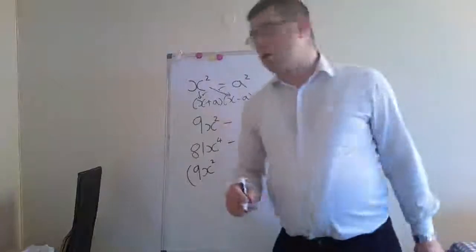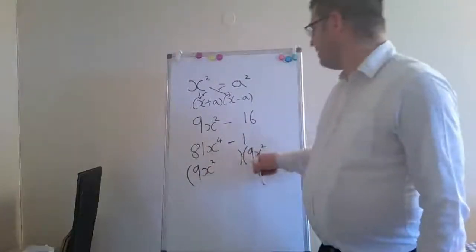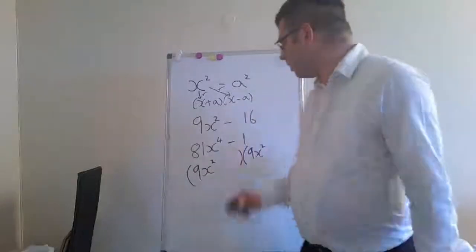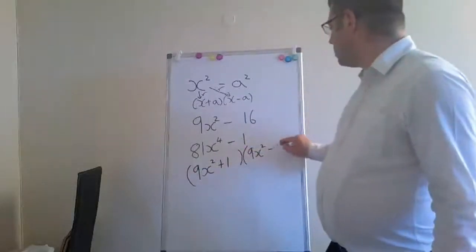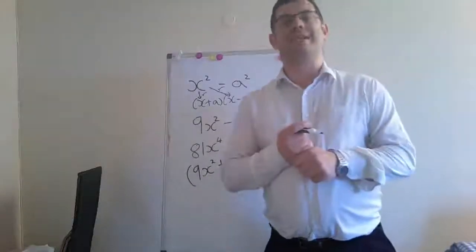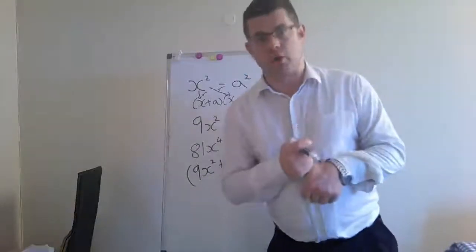Okay, so the square root of 81 is 9. The square root of x to the 4 is half the power, x squared. The square root of 1 is easy. The square root of 1 is 1. So 1 goes with a plus, and 1 goes with a minus. At this point, it's tempting to stop. Right, we do not stop.